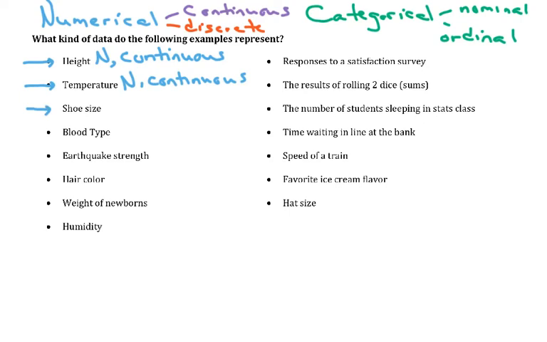Shoe size. Well, you might want to say that's categorical, but I would say it's numerical because you could find out the average shoe size of a basketball team, for example. But this is discrete. Now, blood type, that is definitely categorical, isn't it?